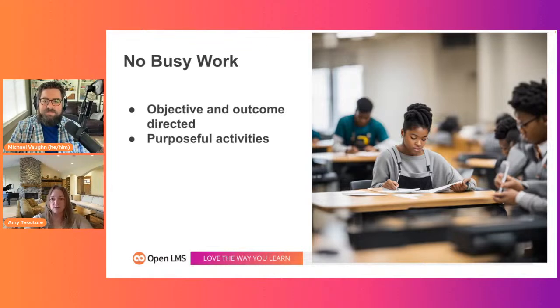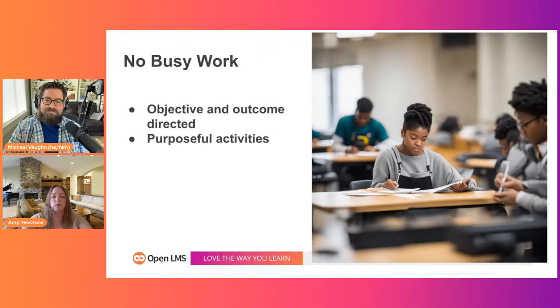The other thing we need to do is cut out the busy work. When we are teaching hybrid or online courses, busy work becomes extremely problematic, even more so, I think, than when we're in a face-to-face classroom, because we're often trying to recreate and make sure that there's so much contact time with content that it equates to the same amount of contact time as if we're in a classroom.